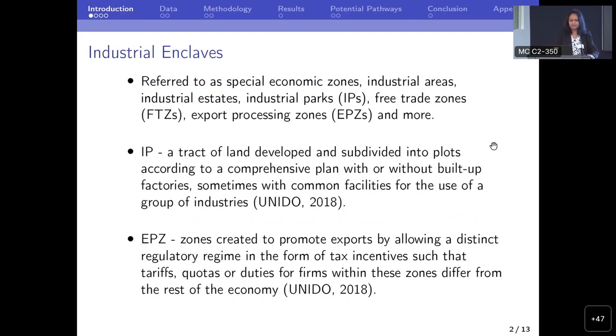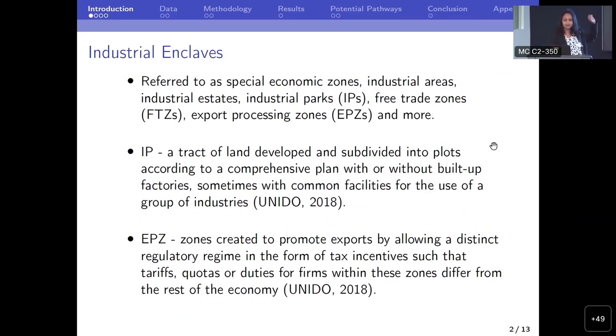I'm very quickly going to first explain what I mean by industrial enclaves. What I call industrial enclaves are known in South Asia and all around the world as special economic zones, industrial areas, industrial estates, industrial parks, free trade zones, EPZs, and a lot of other names. Depending on the kind of facilities, privileges and concessions they get, there are nuanced differences. The data set that I'm using strictly focuses on industrial parks and EPZs.